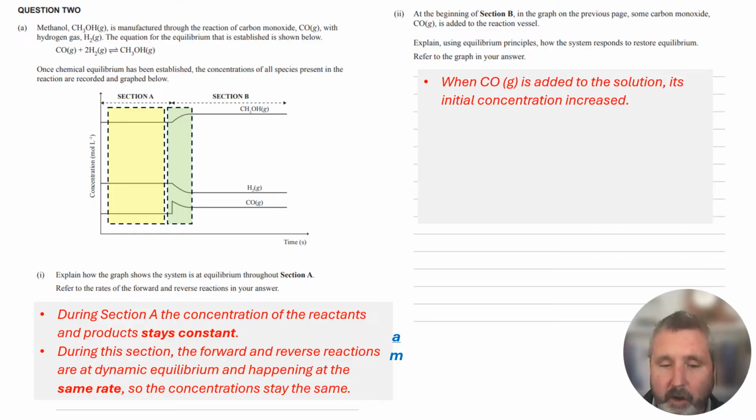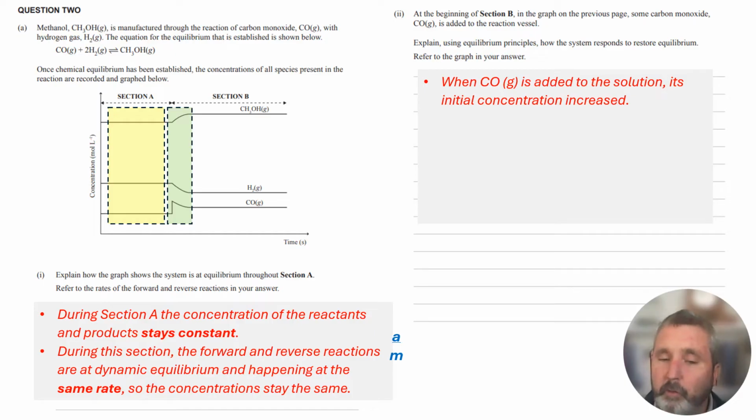Refer to the graph. Okay, at the beginning of section B, we can see that the carbon monoxide has a sharp increase in its concentration, and that's not a natural thing. Someone's just gone and put some carbon monoxide into this vessel that contains this reaction. So it is initially increased. So I've said carbon dioxide is added to the solution, it initially increases in concentration. Writing solution here isn't really correct. I guess you could say mixture would be a better word to use here.